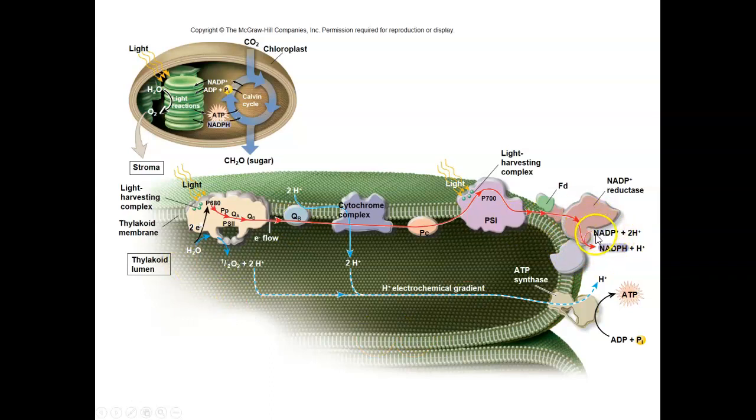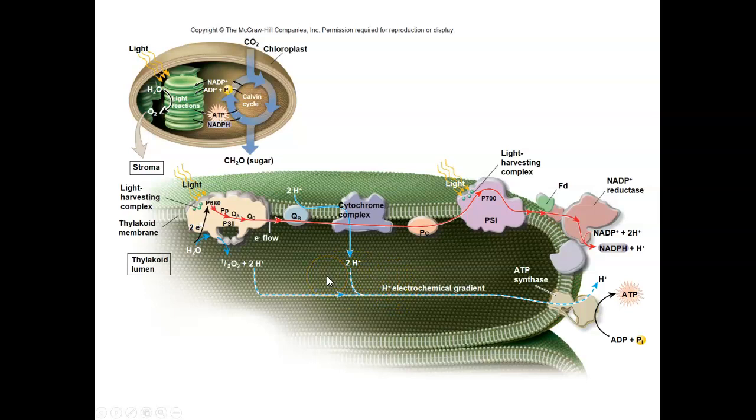Well, NADP plus is going to pick up that electron and form something called NADPH. And so you can think of this as a high energy electron carrier. The electron that it's carrying has a lot of energy. Where did that energy come from? It came from P700. So at this point, we now have a high energy electron carrier, which we will utilize in the Calvin cycle.